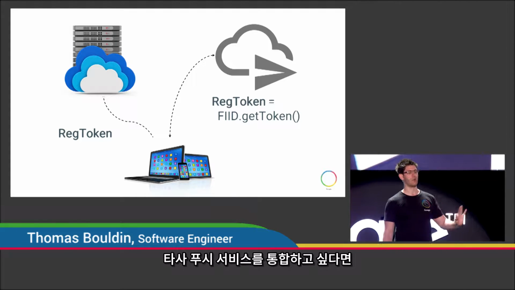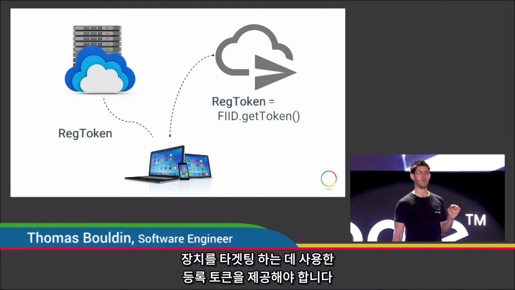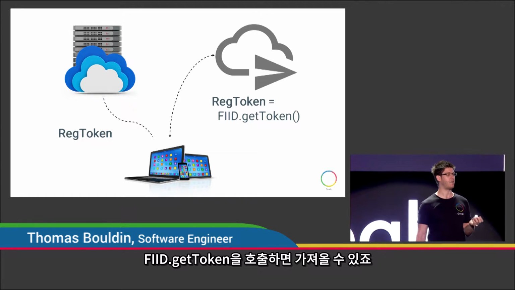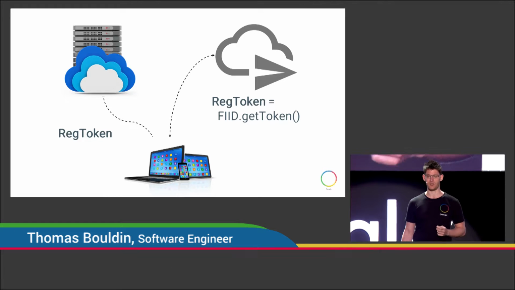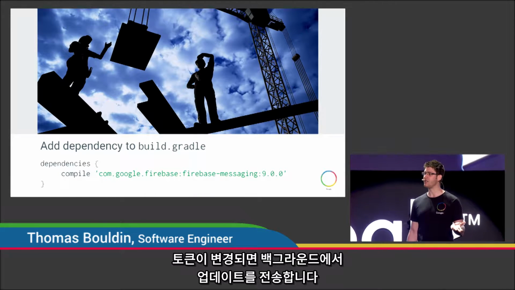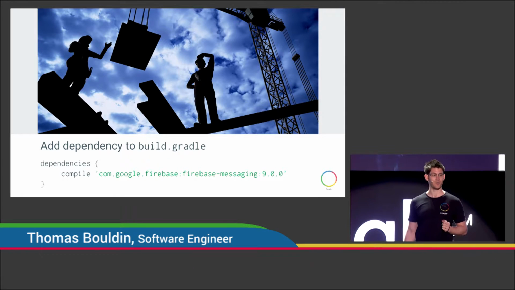If you want to integrate with a third-party push service, you'll need to give them the registration token used to target your device. And you can get that with FirebaseInstanceID.getToken. We will send updates in the background if that token changes, which we'll also show you how to do.